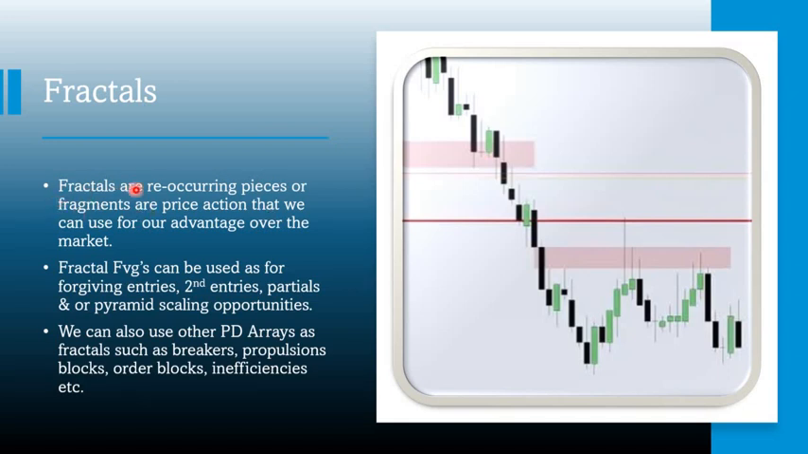So fractals are reoccurring pieces or fragments in price action that we can use for our advantage over the market. So fractal fair value gaps can be used for forgiving entries, second entries, partials, and or pyramid scaling opportunities. We can also use other PD arrays as fractals, such as breakers, propulsion blocks, order blocks, inefficiencies, etc. Okay, so we take a look at this. Imagine this is our gap here, this is our inverse fair value gap.